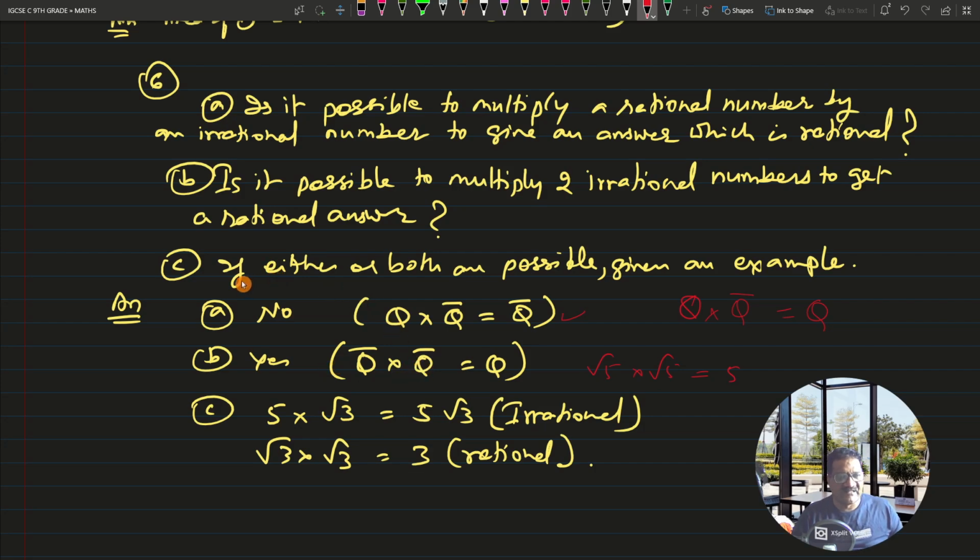And the last one is, if either or both are possible, give an example. So we have given the example over here. 5 into root 3 will be 5 root 3, which is irrational, and root 3 into root 3 will be 3, which is rational. So with that, we come to an end of this session as well.